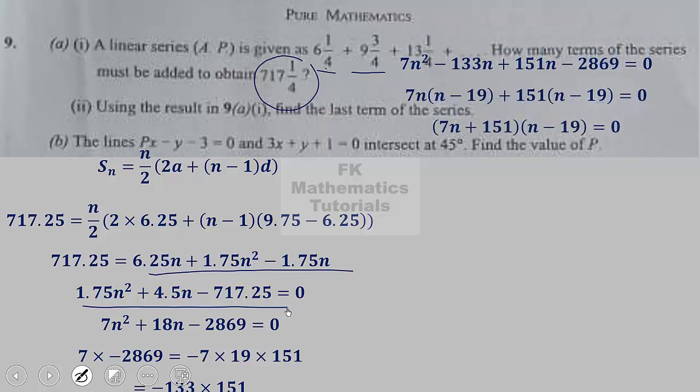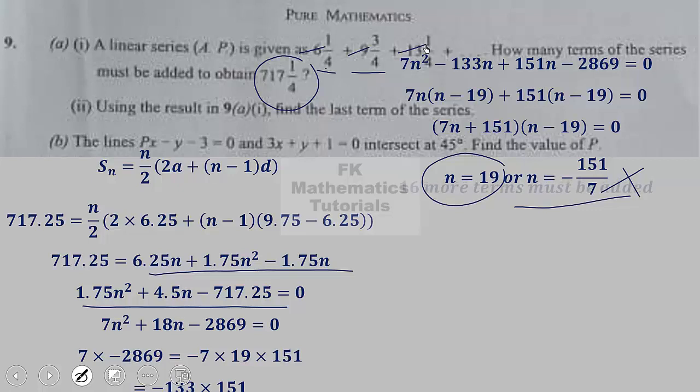And finally, we obtain our factors and then the values of n to be 19. Since we are talking about number of terms, we are going for n equal 19, and we discard this one. So there are 19 terms, and so far we have 3. So we have 16 more terms that must be added.